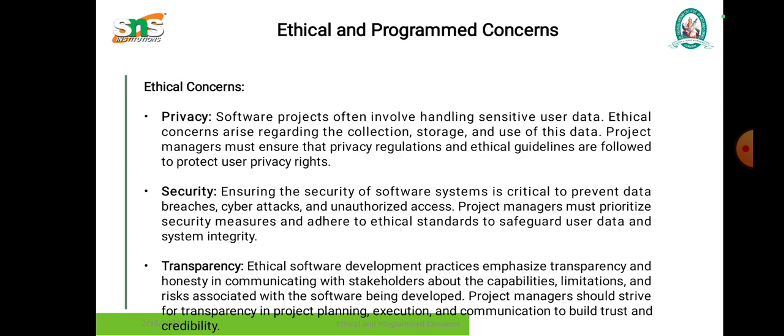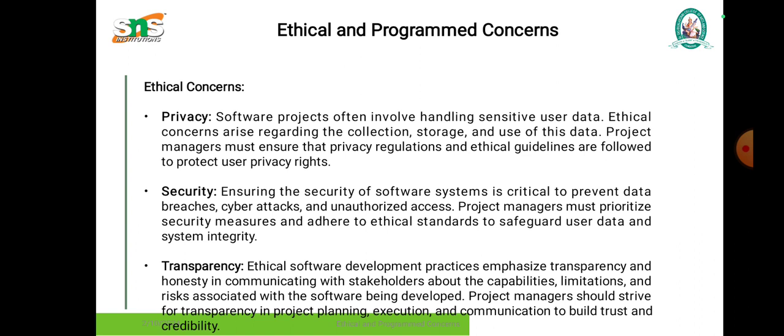So the first one is privacy, which means the software projects involve handling sensitive user data. So the ethical concern arises regarding the collection, storage and use of this data. So these project managers must ensure that privacy regulations and ethical guidelines are followed to protect user privacy rights.